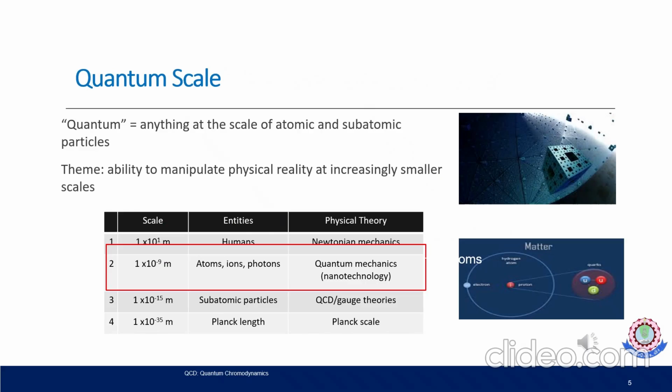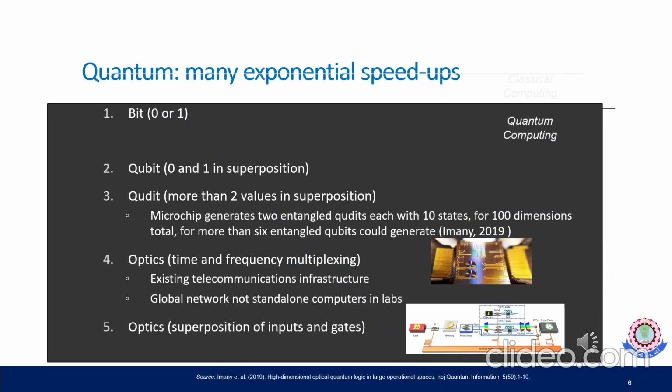Quantum reveals anything at the scale of atomic and subatomic particles. The theme is the ability to manipulate physical reality at increasingly smaller scales. Quantum is going to hold exponential speedups, with a bit being 0 or 1. A qubit is 0 or 1 in superposition. A qubit holds more than two values in superposition, where a microchip generates two entangled qubits, each with 10 states, 100 dimensions, totaling 6 entangled qubits which could be generated.